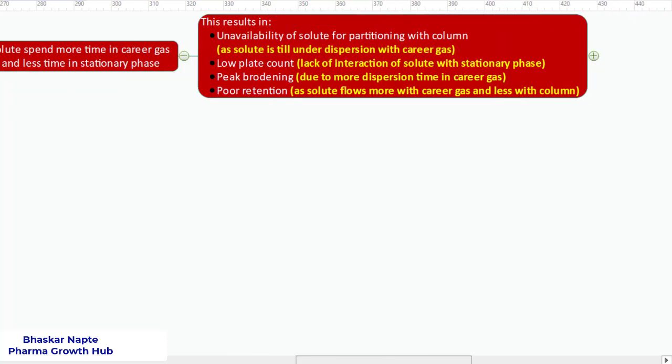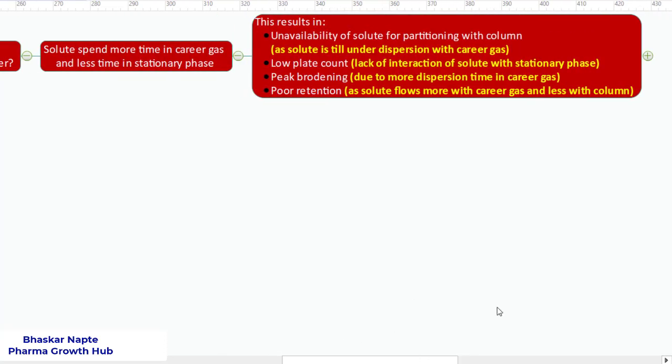Now the next point is very important, and we want to connect this to the solute spending more time in the carrier gas. So what does this result in? This results in unavailability of solute for partitioning with the column. As the solute is itself busy getting dispersed inside the carrier gas, it will have less time to get partitioned with the column. This is a very important point.